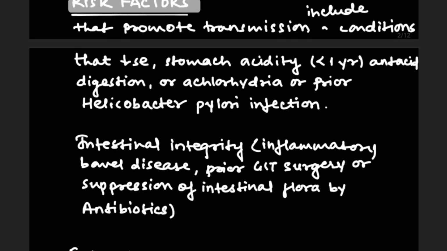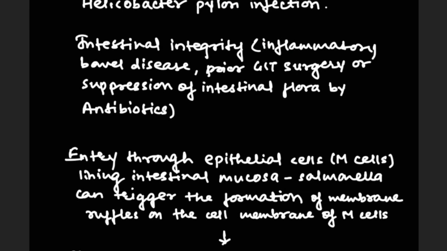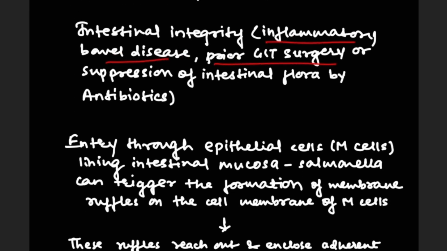We are going to see about risk factors. These promote transmission, including conditions which decrease stomach acidity, such as a pH less than 1, Helicobacter pylori infection, as well as loss of intestinal integrity, that is inflammatory bowel disease, prior GIT surgery, or suppression of intestinal flora by antibiotics.